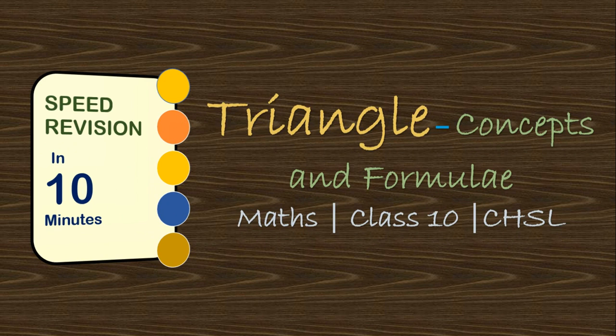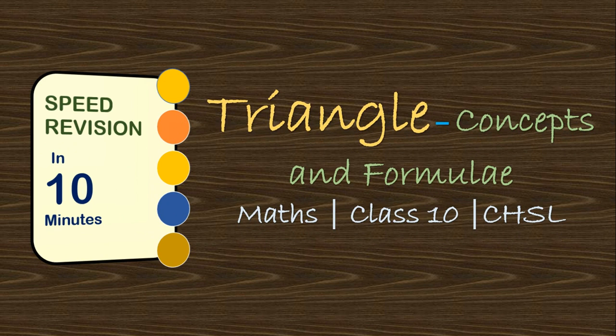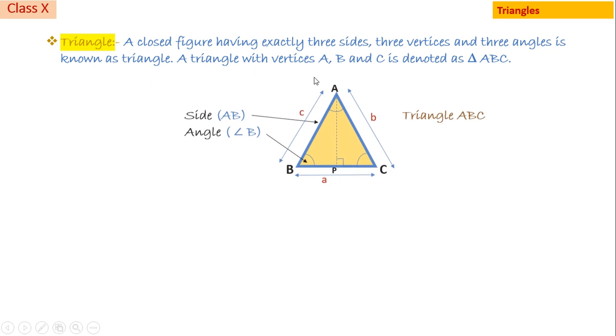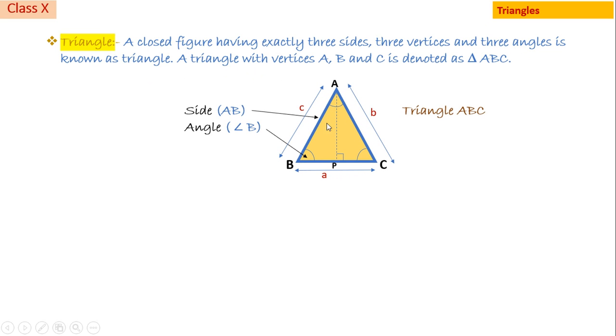In this video we will cover the concept of triangles. So let us begin. Triangle. A triangle is a closed figure having exactly 3 sides, 3 vertices and 3 angles. In this figure, ABC is a triangle with 3 vertices, vertex A, vertex B and vertex C. The corresponding angles, angle A, angle B and angle C.